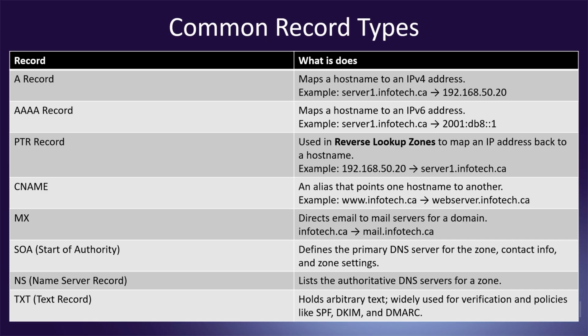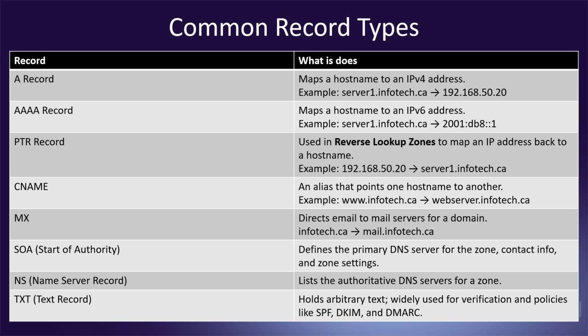Next, we have some records that you might want to know. So first, we have the A record, which maps a host name to an IP address. So for example, server1.infotech.ca will be mapped to 192.168.50.20. Next, we have a quad A record, and this will map a host name to an IPv6 address. Then we have a PTR record, or a pointer record, and this is used in reverse lookup zones. It maps an IP address to a host name. We have a CNAME record that will map one hostname to another. For example, you can map www.infotech.ca to webserver.infotech.ca.